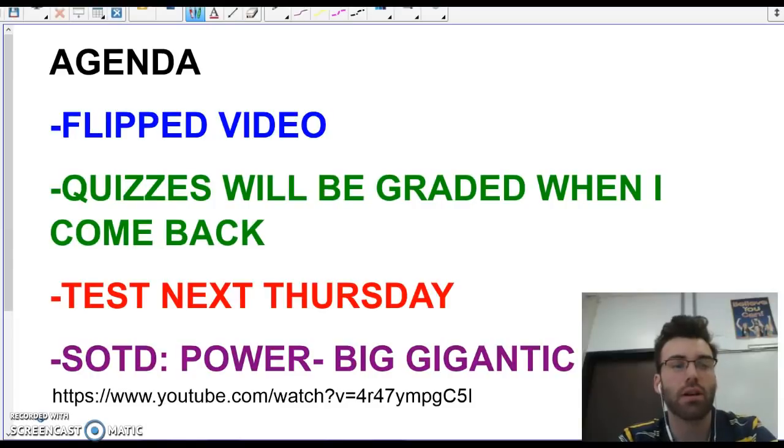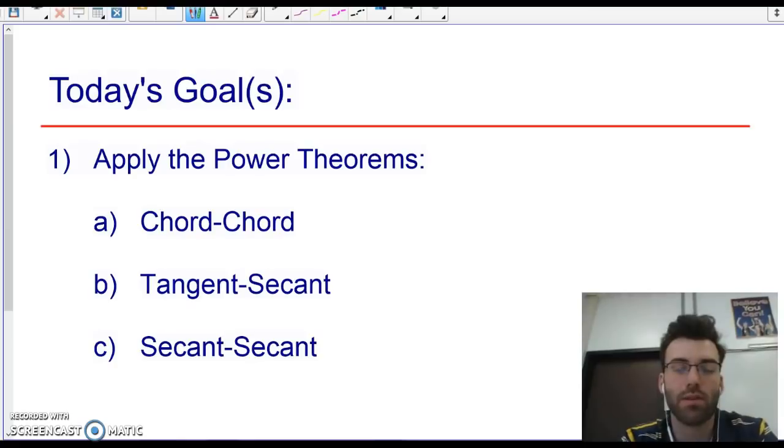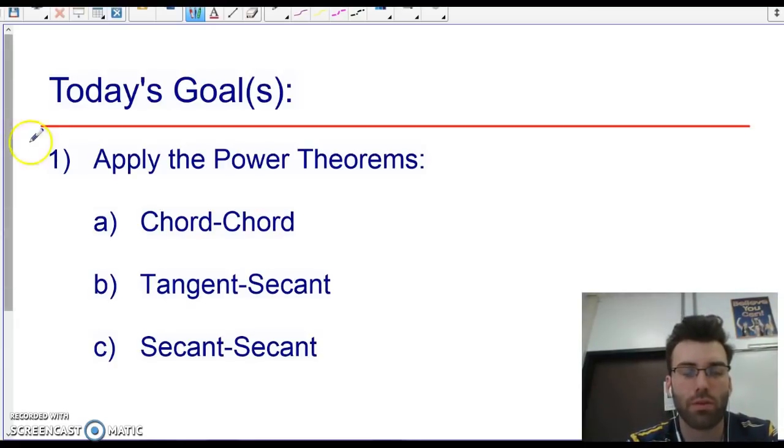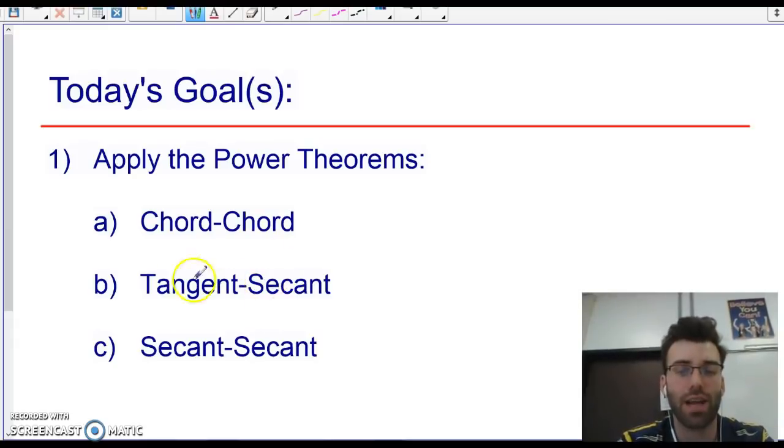All right, let's talk to it. Today's goals are to apply the power theorems. We have 3 different power theorems that we're going to learn about. First one is the chord power theorem. The second one is the tangent-secant power theorem. And third being the secant-secant. If you'll notice, all 3 of these are named by the segments that form them, okay?